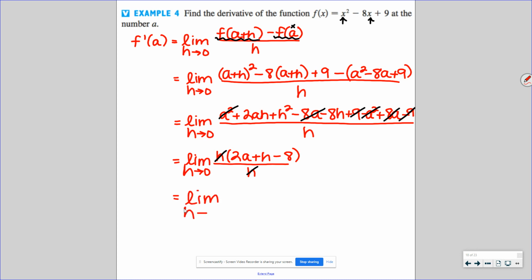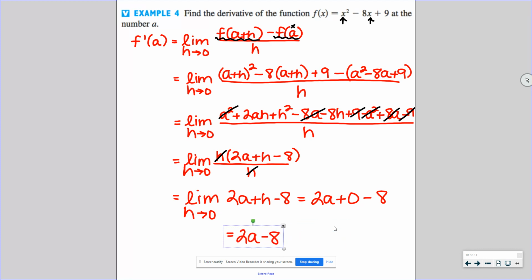So, last step. Take the limit as h approaches 0 for 2a plus h minus 8. Remember, the limit is as h approaches 0. So now when you go to do your plug and chug, you are plugging 0 in place of h, and you're going to end up with 2a minus 8. And remember that that is equal to your derivative, which is called f prime of a.